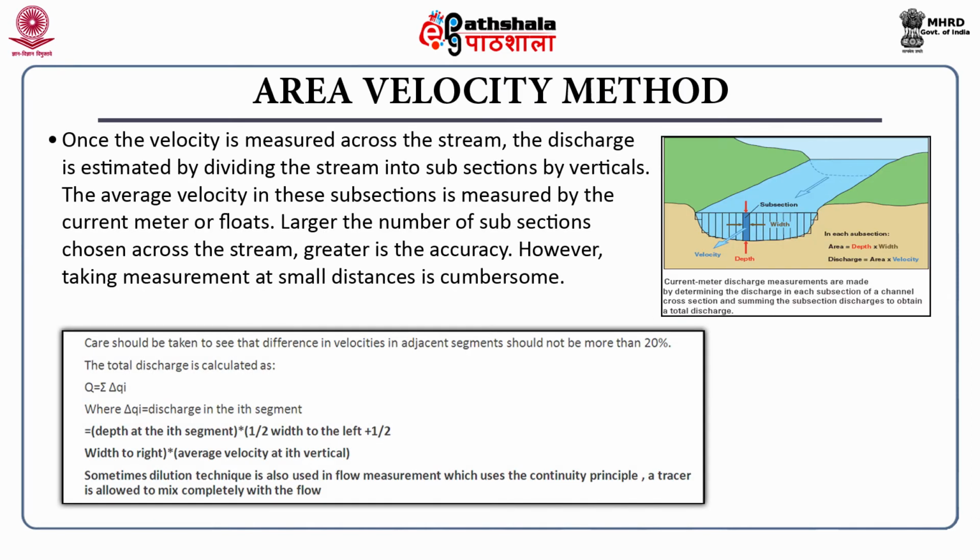Now, this diagram that you see here talks about the area velocity method. So, what we understand from this is that the velocity is measured through the current meter at each of these sections that have been shown. And how is the cross sectional area of the stream measured? The cross sectional area is measured by measuring the depth and the width.